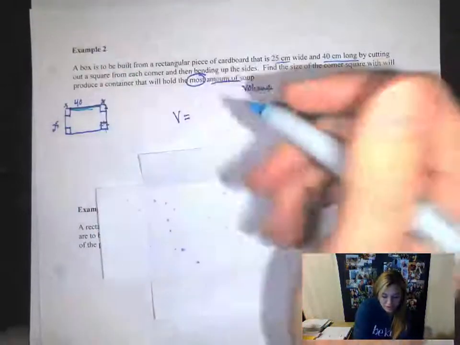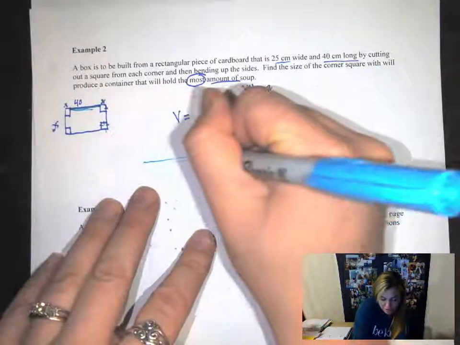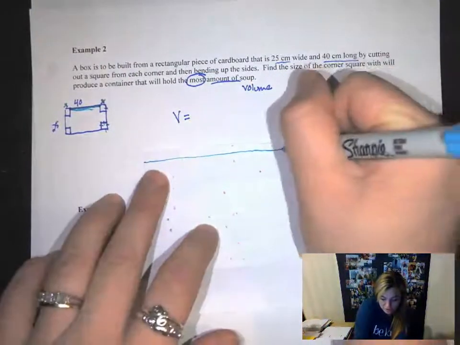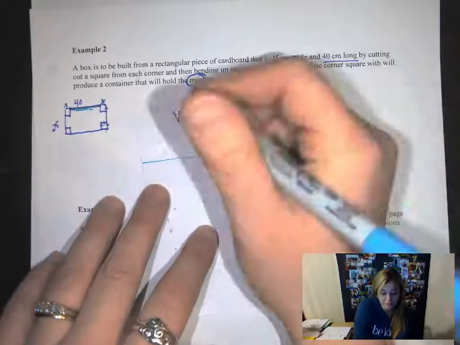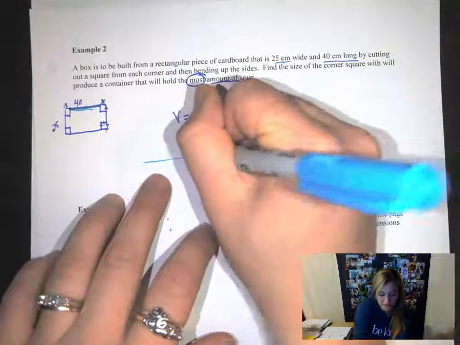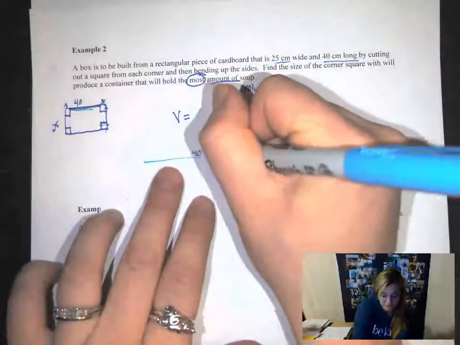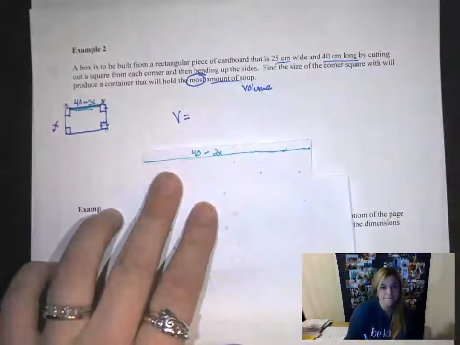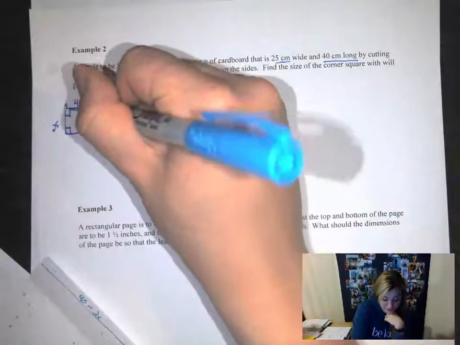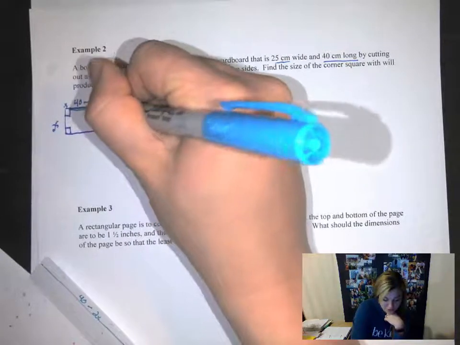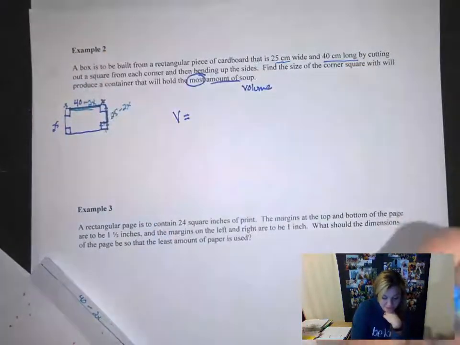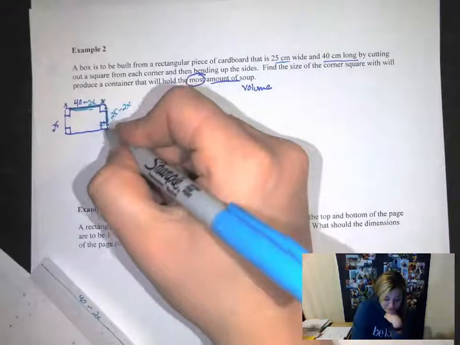So if I want this length from here to here, this is going to be 40 minus an X on this side and an X on this side. 2X. The same deal on the other side. This was 25, but if I just went from here to here, it's going to be 25 minus 2X. And then we said that this thing was X.